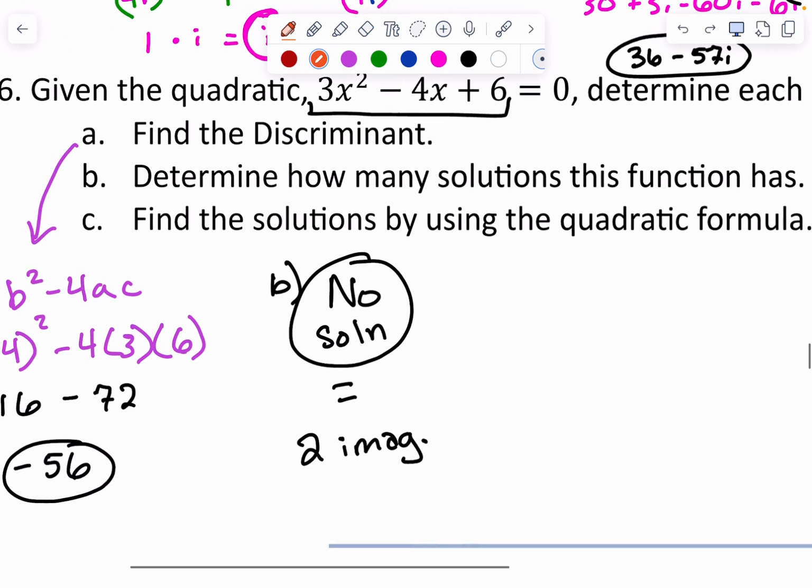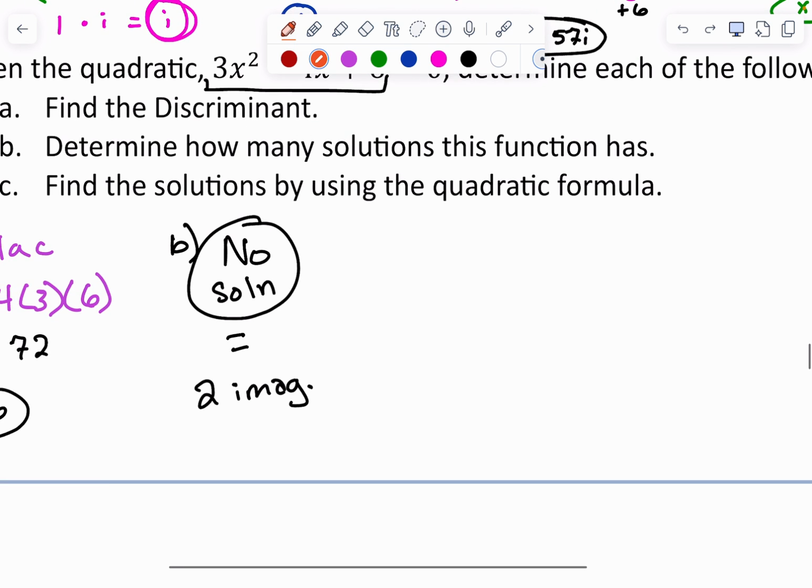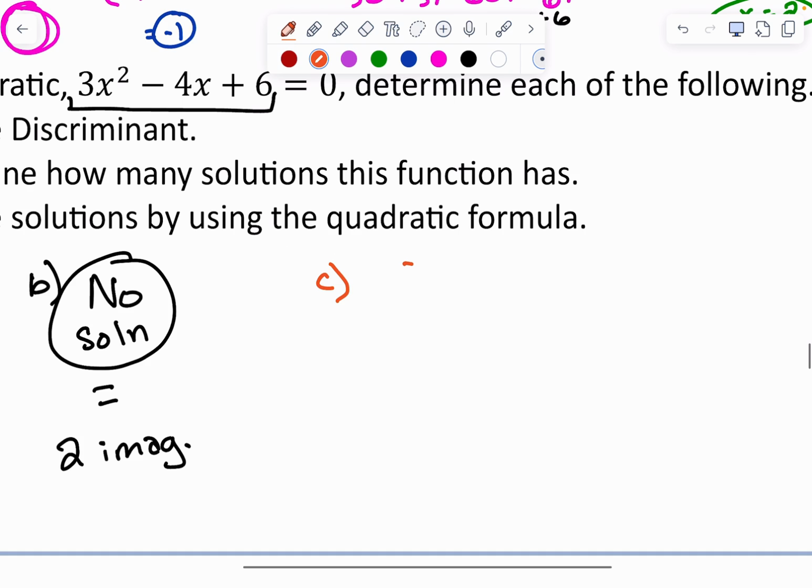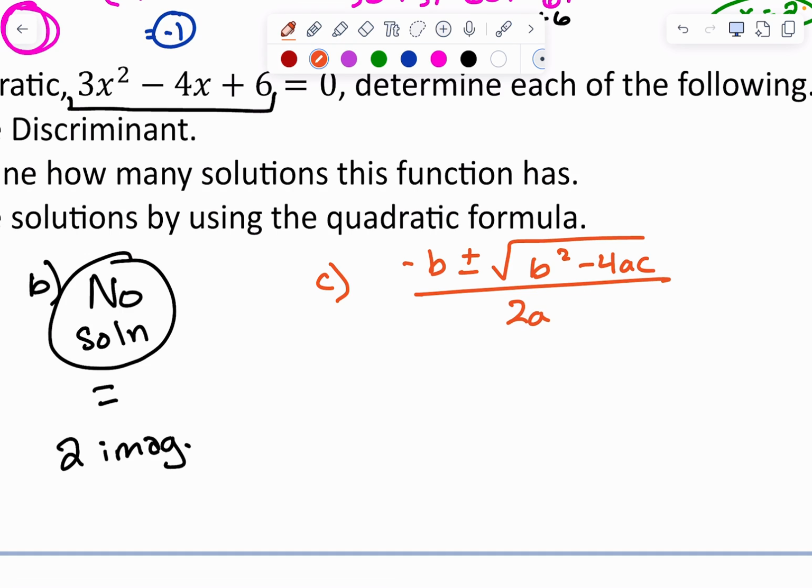All right, so determine how many solutions the function has, and then part C says find the solutions using the quadratic formula. So they want me to do the whole thing. Negative b plus minus square root b squared minus 4ac all over 2a. All right, what will negative b be? Positive 4 plus minus the square root of? No. We've already done it, right? We already did it. Negative 56, right? All over 2 times a, which is?